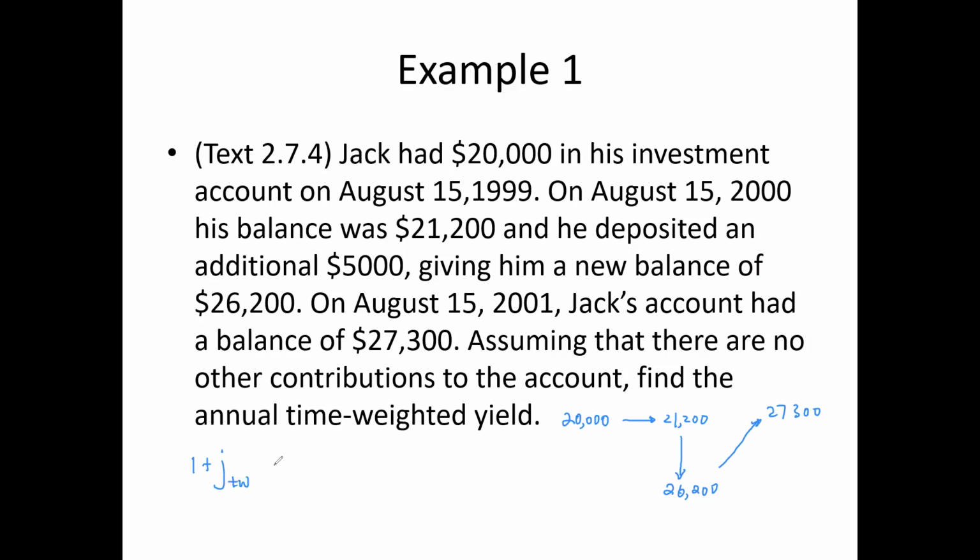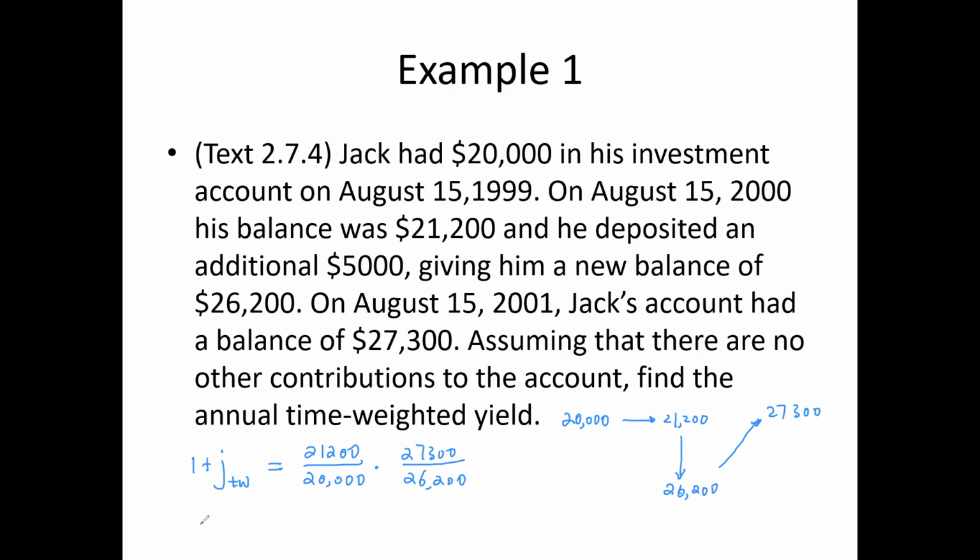So 1 plus J, which is the total time weighted return, should be equal to 21,200 divided by 20,000. That's this part. And then you multiply it by 27,300 over 26,200. So that's 1 plus J sub TW. It's the 2 year time-weighted return.